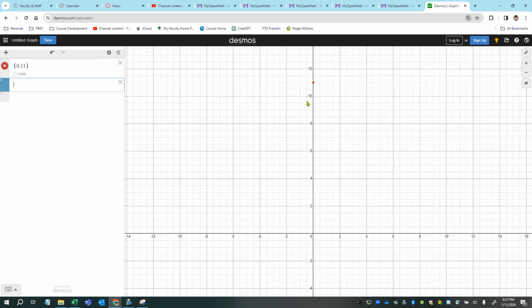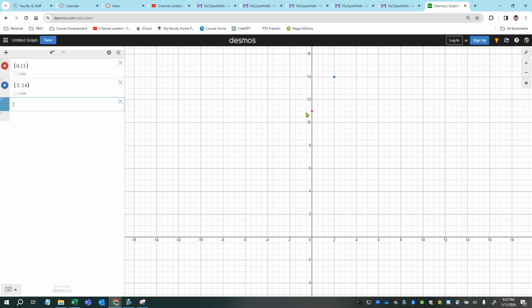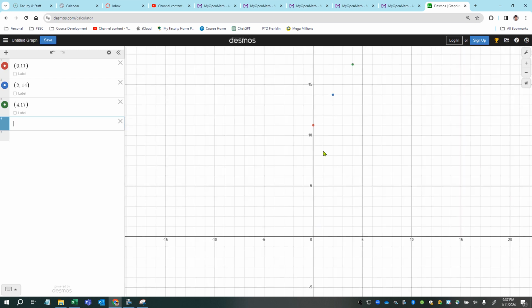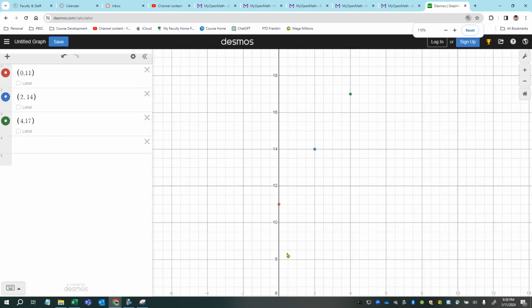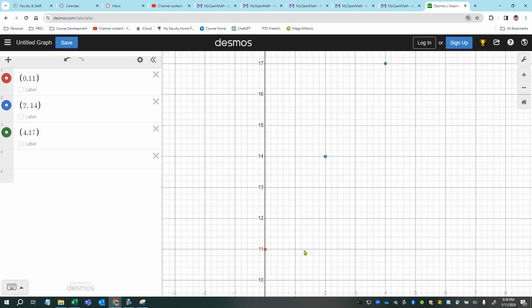All right, now, what was the other point? After 2 months, the baby was 14 pounds. 11 plus 3, folks. There we go. And that would give us the next point over here. You see that? And then after 4 months, it was 17 pounds, giving us another. Okay. So what are we seeing here? What should we understand from this?